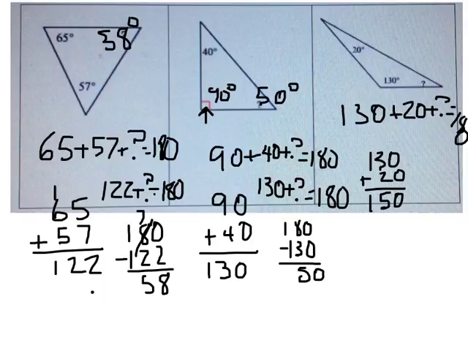Now I can subtract 180 minus 150 to find my missing angle. What's 180 minus 150? It's 30. The missing angle is 30 degrees.